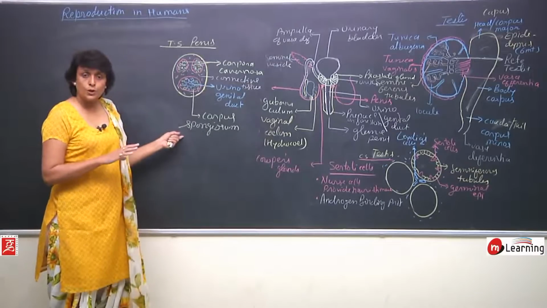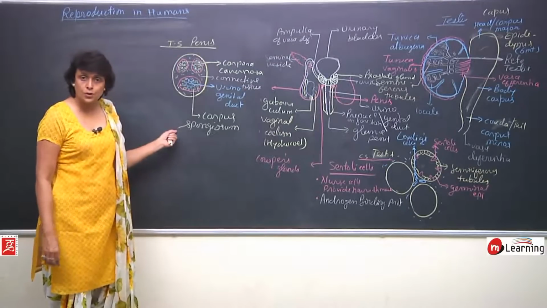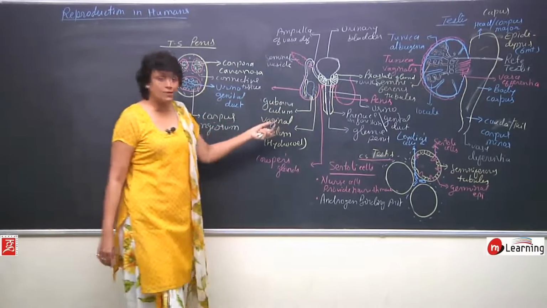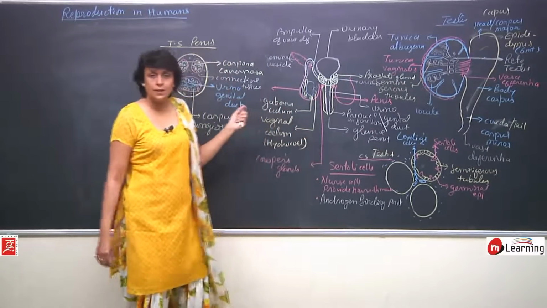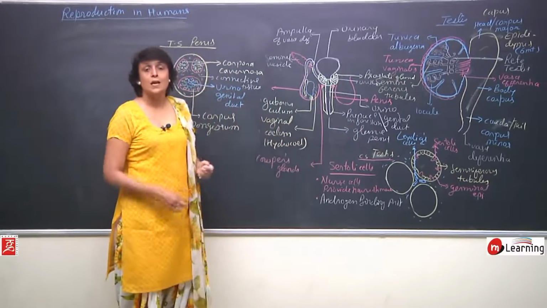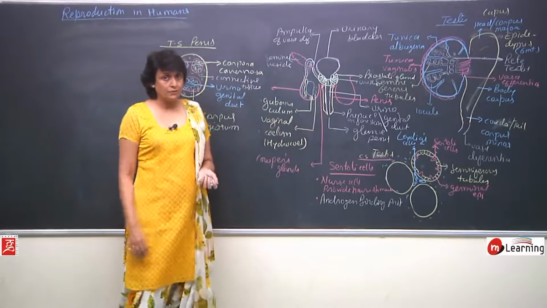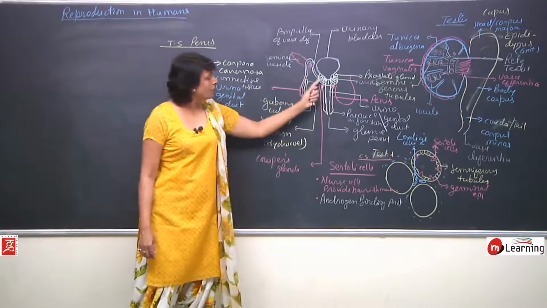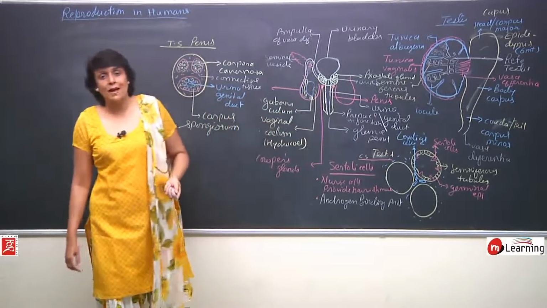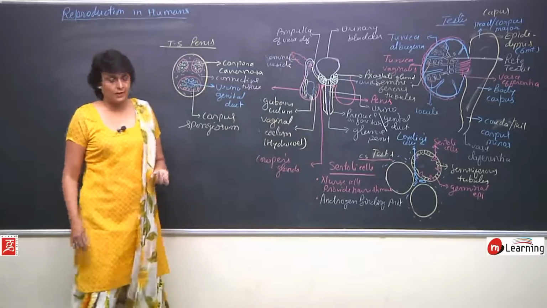So, functions of all the structures and how these structures are present, what role they perform, all these things we have talked of. So, this is the male reproductive system, the system part. Now, let us talk about the role of these glands, the seminal vesicle and prostate gland.